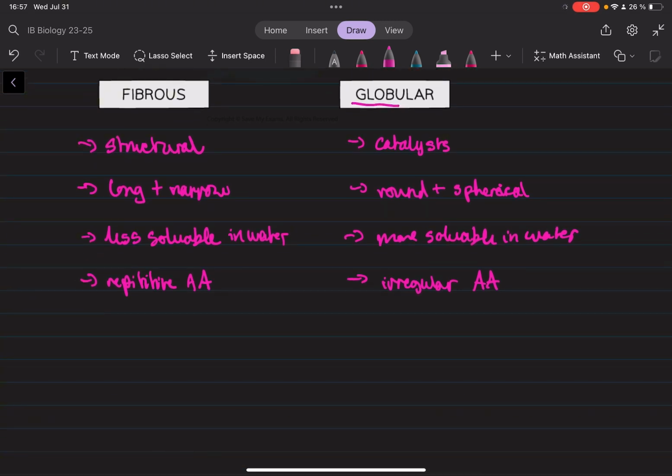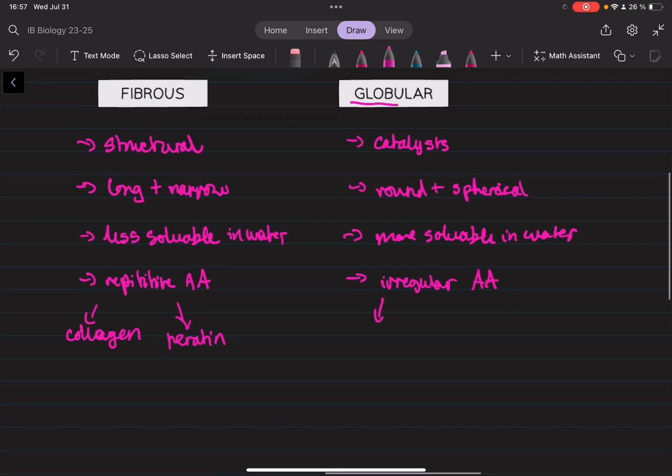So then types of fibrous proteins can include collagen or keratin. I'll just label 2 for each. And then for globular, you have hemoglobin. I do not know how to spell that word. That's definitely wrong. Oh wait, was it right? Hemoglobin, and also insulin.